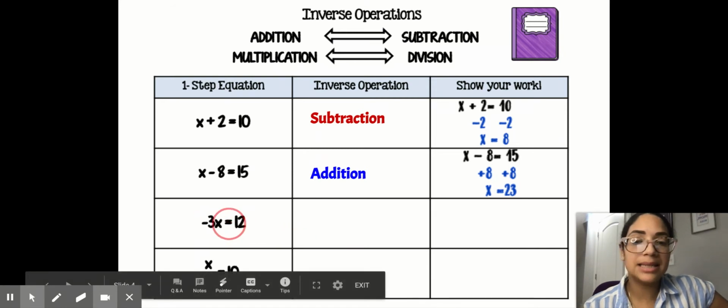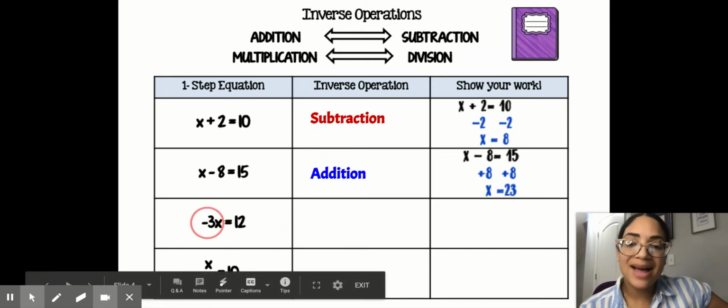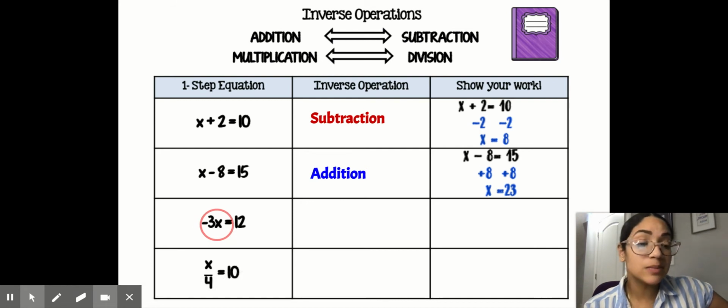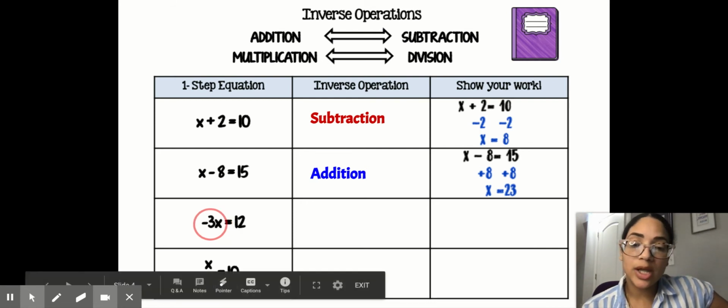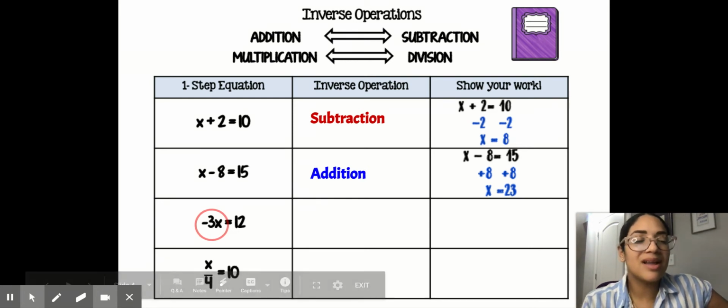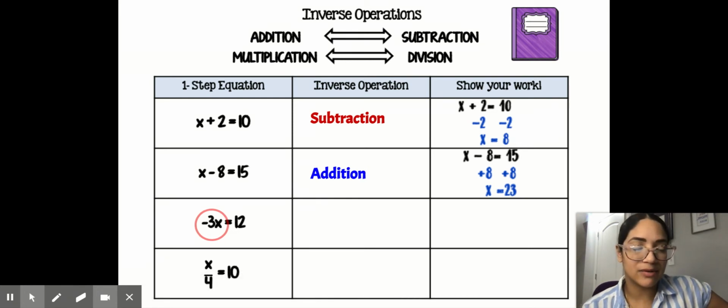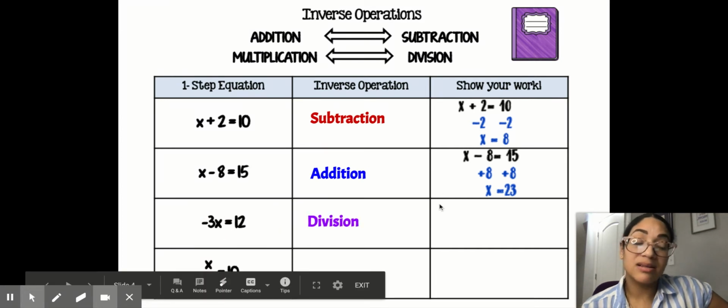All right, let's take a look at the third example. I have a number right next to a variable. Think about what operation that represents. If you have a number right next to a variable, that's multiplication. So if we are multiplying by -3, you have to ask yourself, what's the inverse? What's the opposite of multiplying by -3? The opposite would be to divide. It would be division.